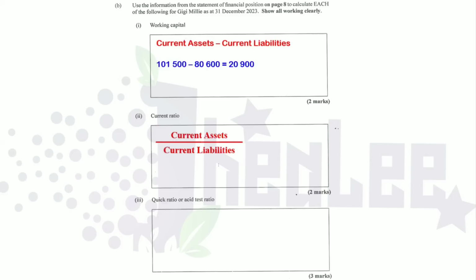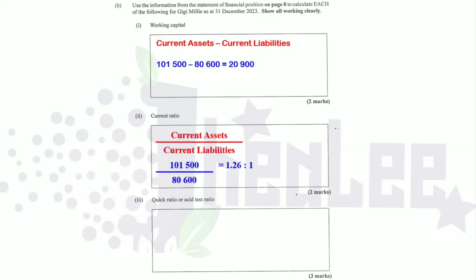And remember, our current assets value is 101,500 and our current liabilities is 80,600. So let's proceed to calculate what is the current ratio. And that is 101,500 divided by the 80,600. And that tells us that the business is liquid as it has $1.26 to cover each dollar in current liability.